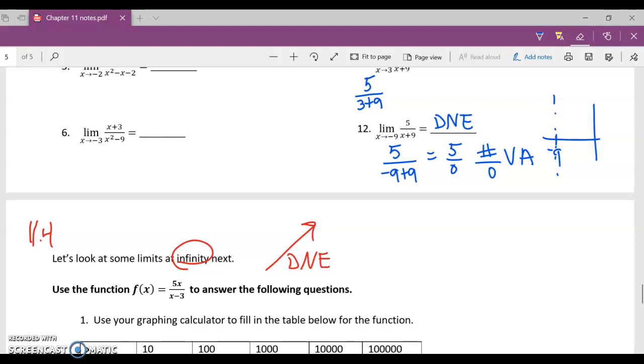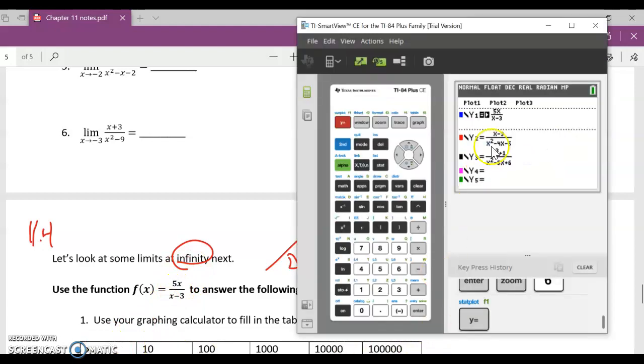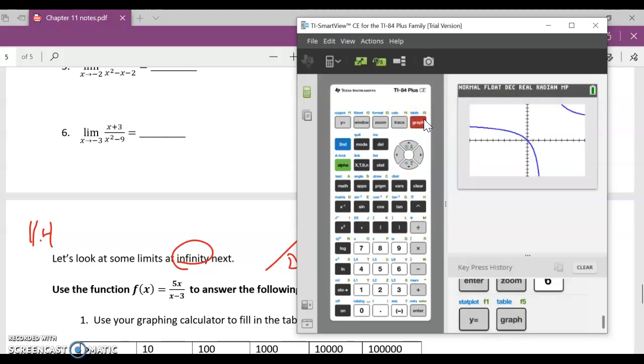Most students find that 11.4 is pretty straightforward if you can remember a couple little rules. So we're going to look at this first function right here and fill out the table in our packet. I'm going to pull up my graphing calculator, and I have this already typed into my y equals. If you want to put in your function, 5x on top and x minus 3 on bottom, you can look at that graph. You probably see a vertical asymptote.